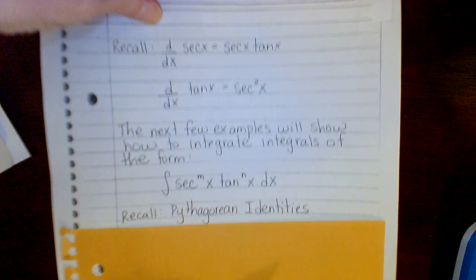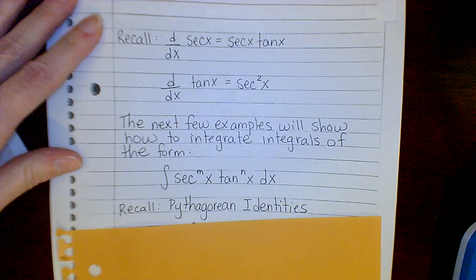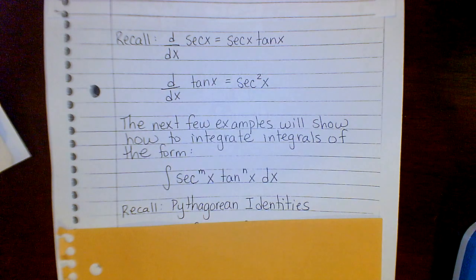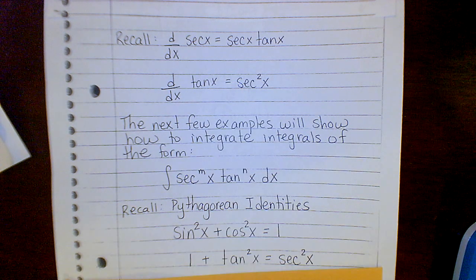Okay, so the next few examples are going to use secant tangent stuff. So remember, the derivative of secant is secant tangent. The derivative of tangent is secant squared. The next few examples are going to show you how to integrate secant tangent integrals. They're not quite as straightforward as the sine cosine ones.